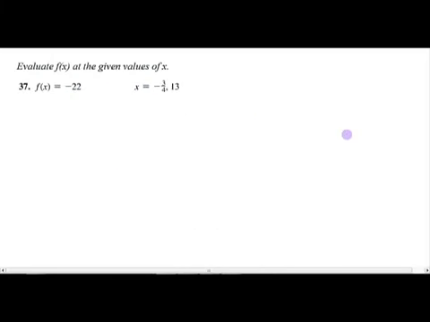Let's evaluate f of x at the given values of x. Here f of x equals -22. So we want to evaluate f at the value -3/4. When we put -3/4 into this function, a -22 still comes out of the function. Let's evaluate the function at 13. When we put 13 into this function, a -22 still comes out. It's a constant function where no matter what the input, y will be -22.